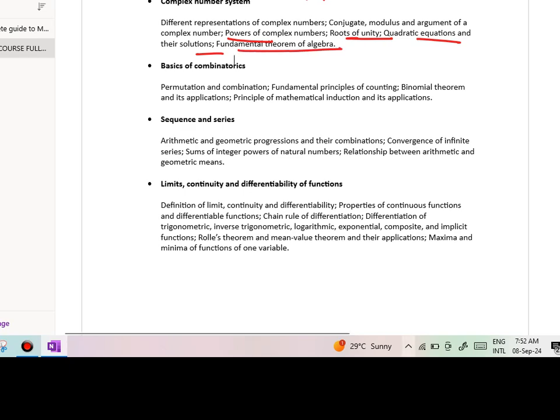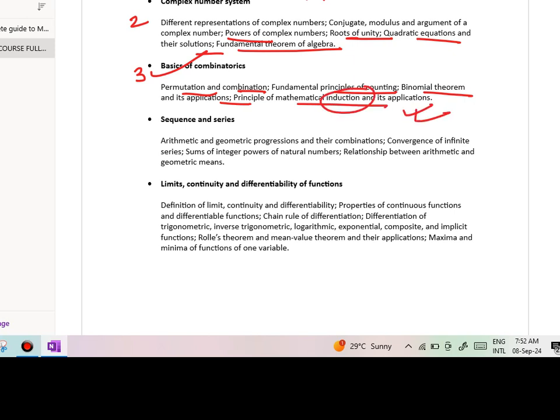Now the basics of combinatorics. Here you will have permutation and combination, the fundamental principles of counting, the binomial theorem and its application, and the principle of mathematical induction and its application.